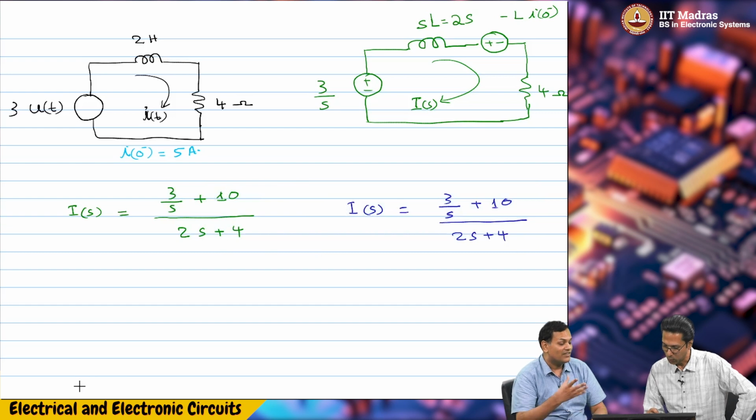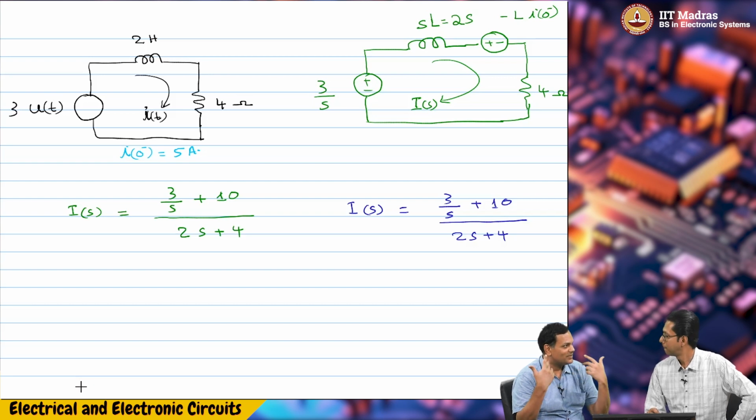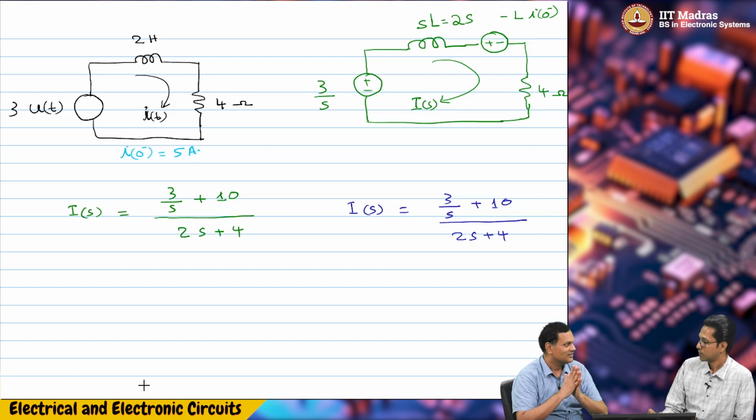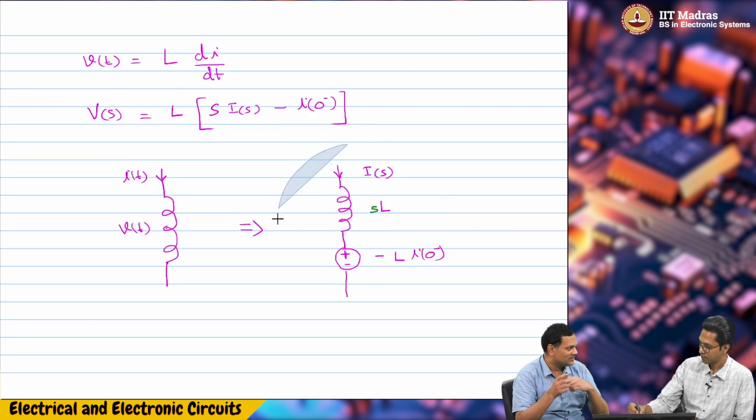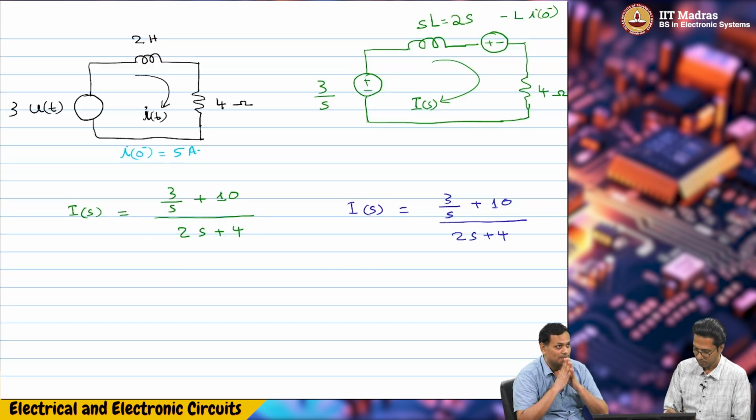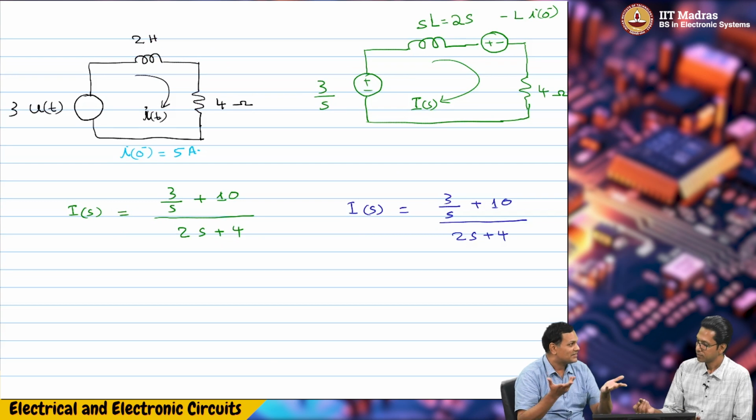Excellent. So now we have a more general way of doing it. Every inductor in the time domain is replaced by SL, with a series voltage source of minus L times I of 0 minus. That is what I'm saying. And you take the Laplace transform of whatever the voltage source you have. Resistance becomes resistance. You can solve the network.